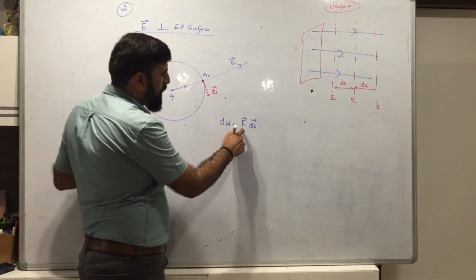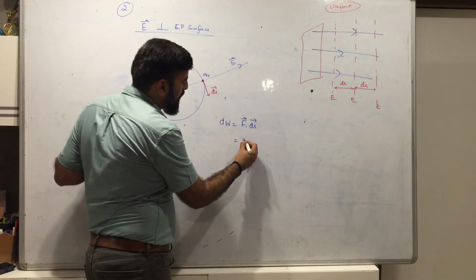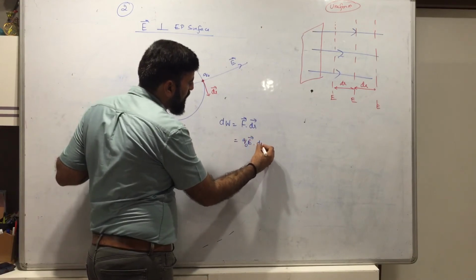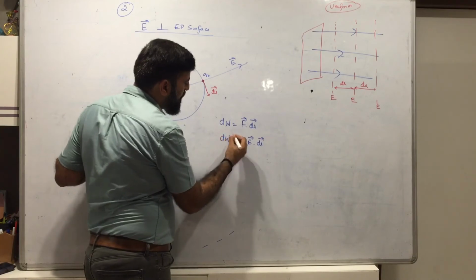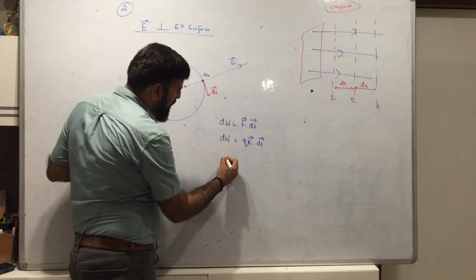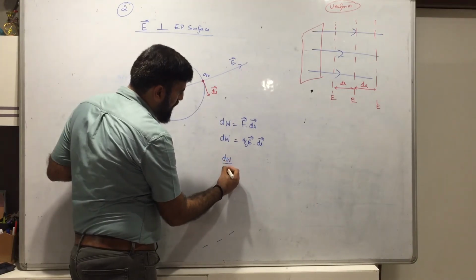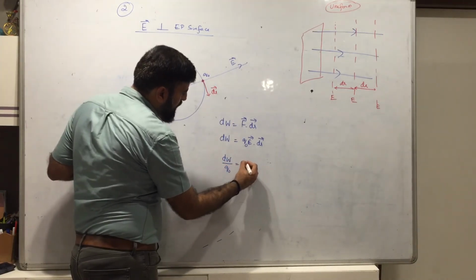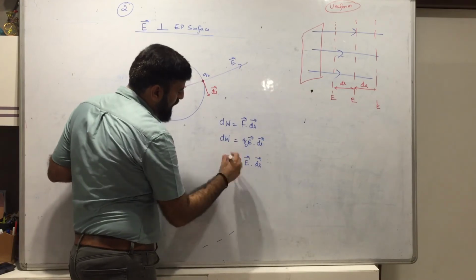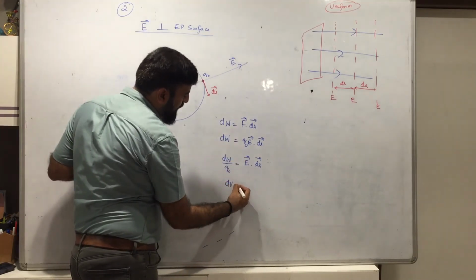But what is F here? F is equal to Q0 into E. So dW equals Q0 E dot dr, right? Fine. So dW upon Q0 is equal to E dot dr. Now what is work done per unit test charge? I think that is what your dV is, the potential difference.